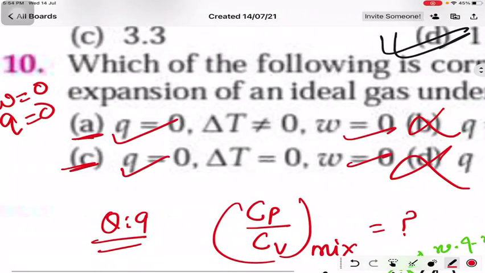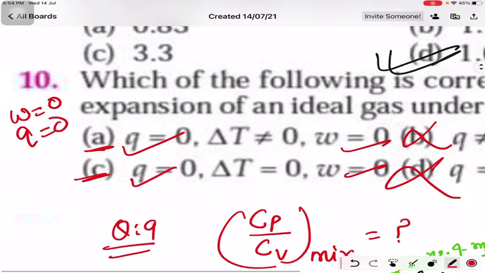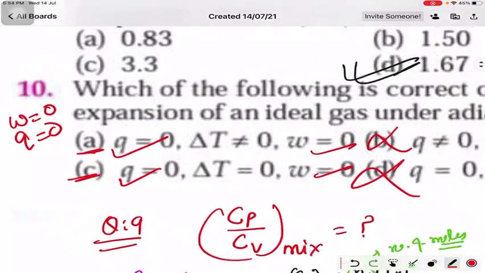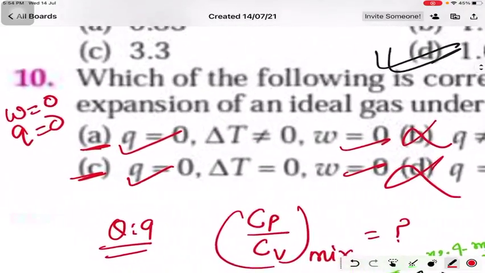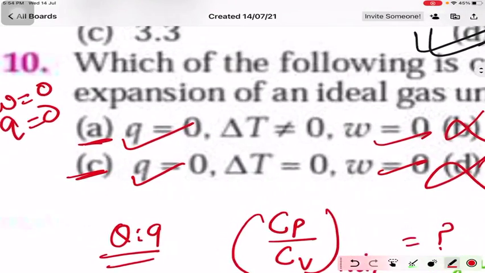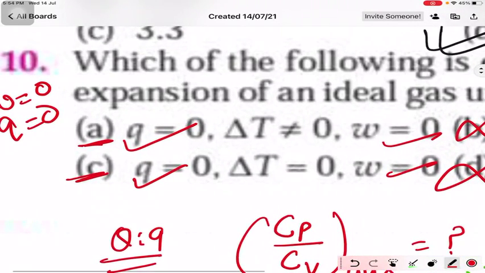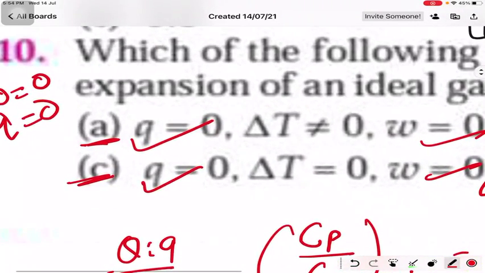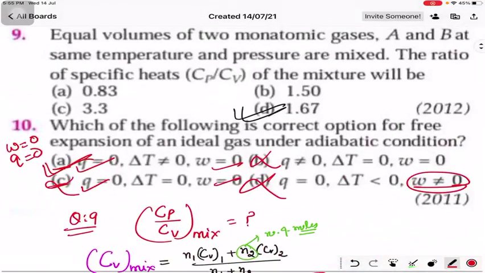Now what about delta T? Because this is free expansion, but expansion is there, so there will be a change in temperature. So that's why option number A is correct, option C is incorrect.